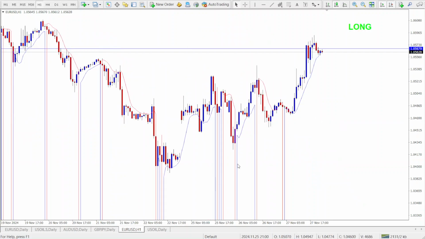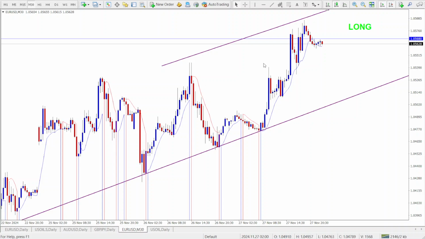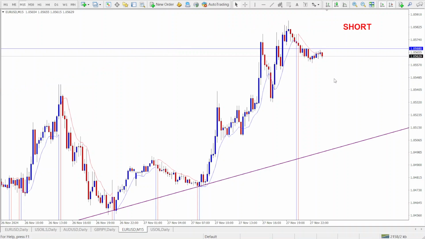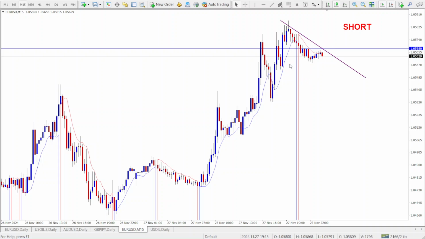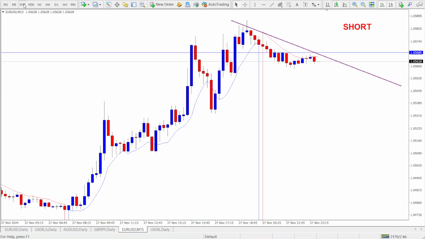On the 1 hour, we can see that we are having bullish structures forming already, so it's indicating a long trend. On the 30 minutes, we still have bullish structure, so it's a long trend. On the 15 minutes, we have to work with the smaller time frame, and we can see that the prevailing trend is short, because if you are trading on the 15 minutes, you're likely a scalper. So the immediate price action is a short move.